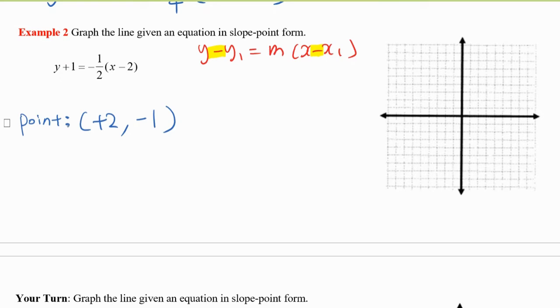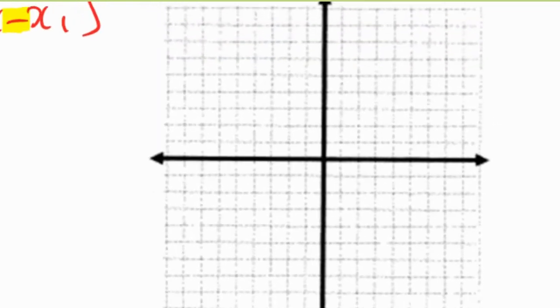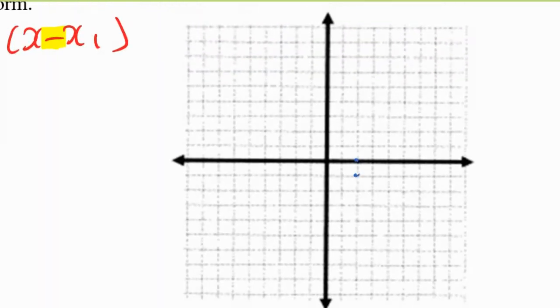Alright, so this is the point, and we're going to find the slope. Slope is here. Okay, you don't change the sign of the slope, okay? So the slope is -1/2. So we have the point and we have the slope. Okay, now we can draw the line. So the point is basically the starting point, right? So here, 2, -1, positive 2, -1 here. So this is the starting point.